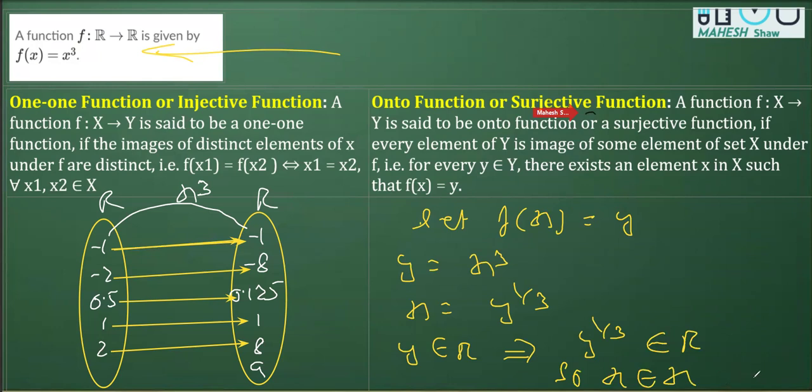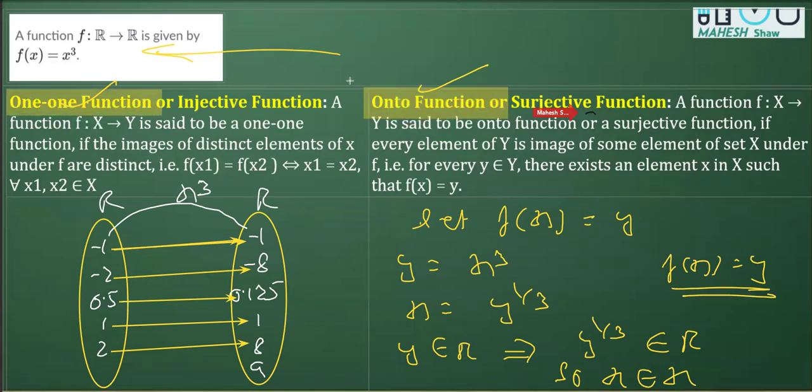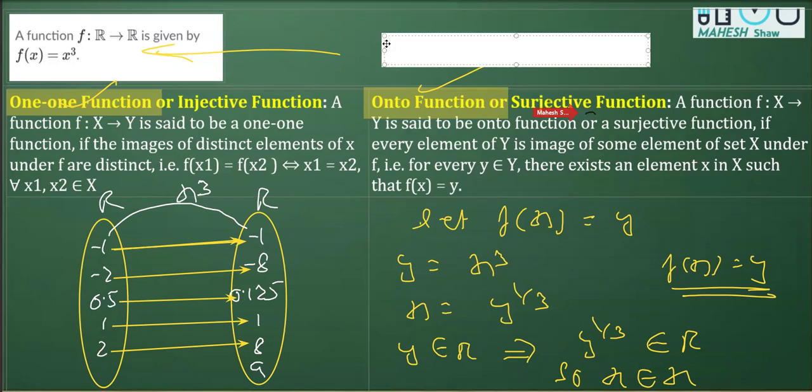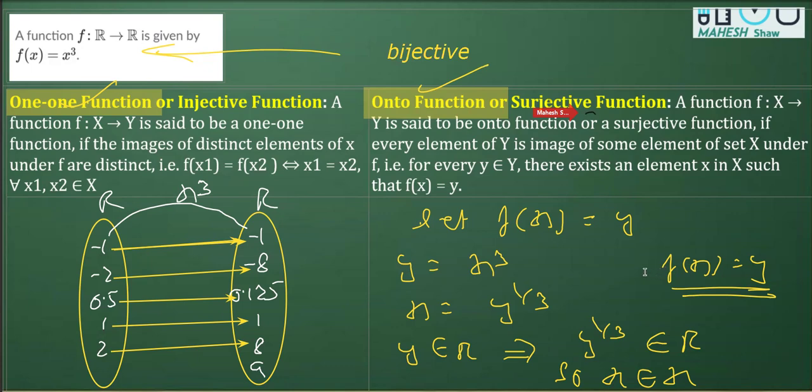So what we'll say that hence for every y that belongs to R, there is an x that belongs to R such that f(x) is equal to y. And therefore, we'll say it is onto as well as 1-1. And as must have been explained in my previous videos, a function which is both 1-1 as well as onto is called bijective. So this we can further add that this is bijective, as it is both 1-1 as well as onto.